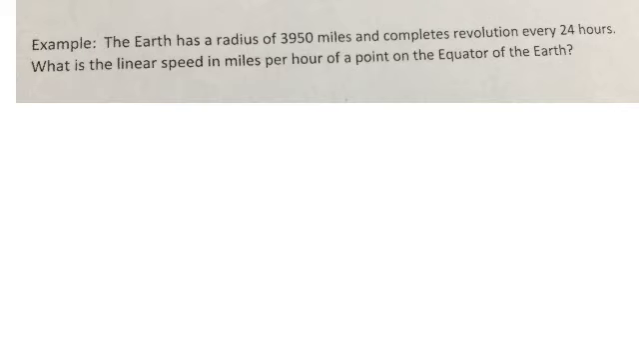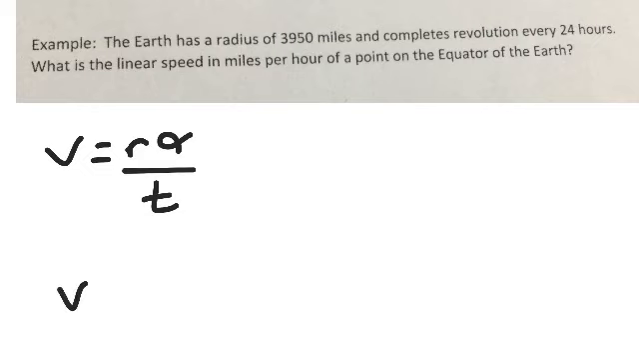24 hours, so that would be my time t. What's the linear speed in miles per hour of a point on the equator of the Earth? So it puts it on the equator, so that way it's on the farthest distance around. So we get to use the full radius of 3,950. So we go V equals the radius times alpha over t. So this time our radius is 3,950 miles.